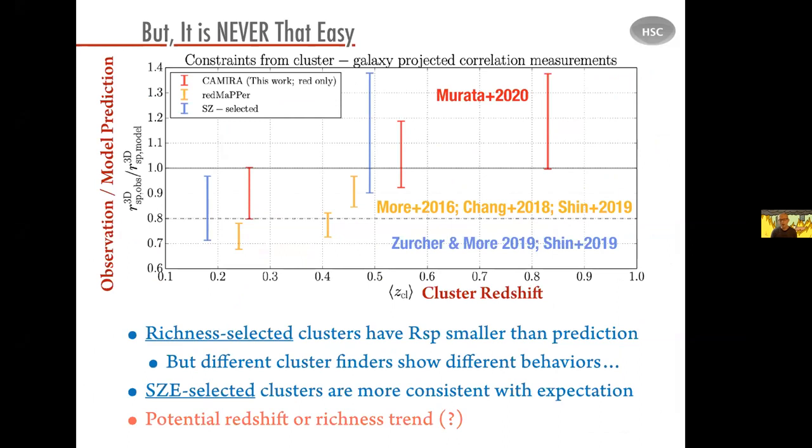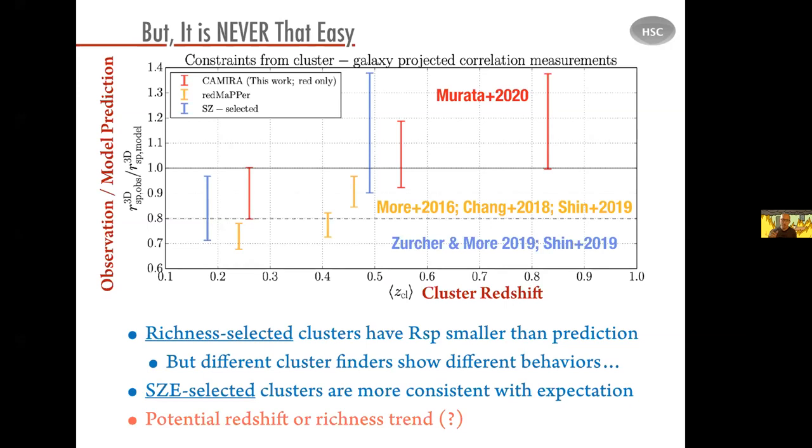So we can see a lot going on here. The first thing we notice is that a lot of the measurements from observation are actually lower than the model prediction. This is especially true for richness selected ones. But actually, if we look at the richness cluster finders, there's also different behavior among different methods.